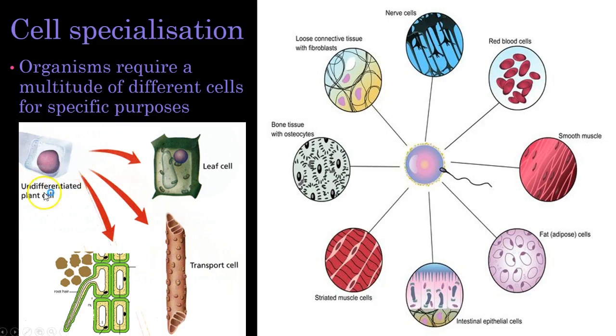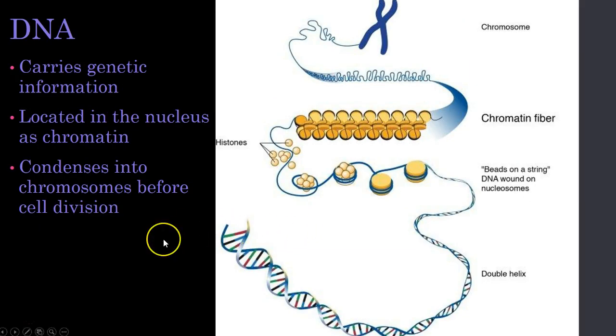So if we have a look at our undifferentiated plant cell, that can differentiate into a root hair cell or a transpelt cell or a leaf cell. And all of those cells have different purposes. And it's the same with an undifferentiated animal cell that can then differentiate into a whole different types of cells that all have different purposes. So DNA is responsible for the specialization of a cell.